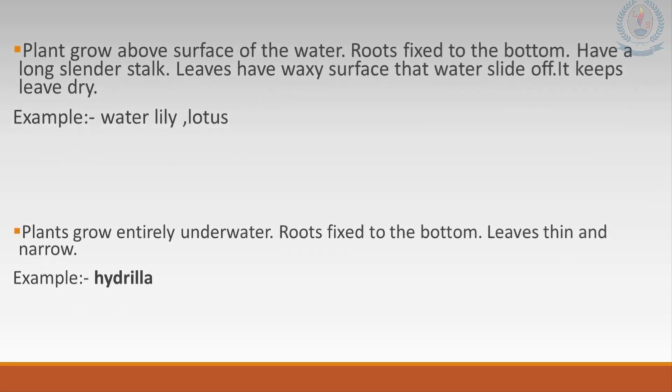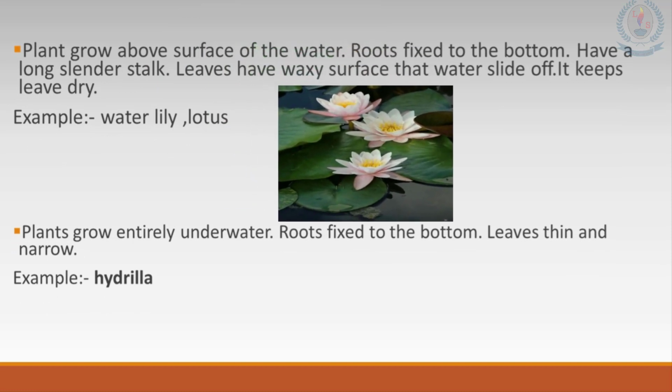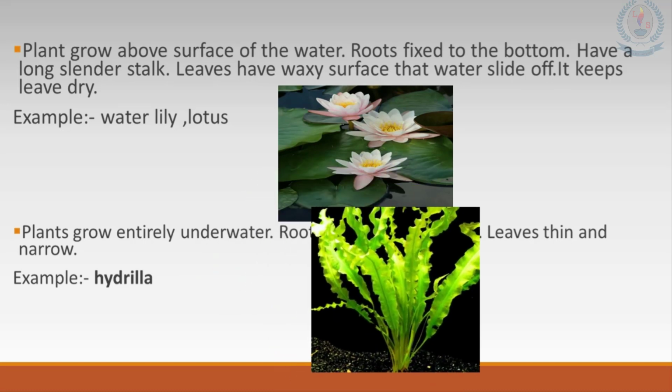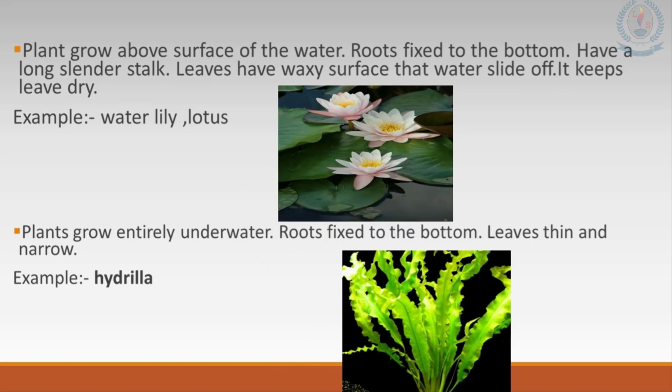Next, some plants grow above the surface of the water, with roots fixed to the bottom. They have a long slender stalk. Leaves have a waxy surface that water slides off. It keeps the leaf dry. Examples are water lily and lotus. Some plants grow entirely underwater, with roots fixed to the bottom. Leaves are thin and narrow. Example is hydrilla. These are the aquatic plants.